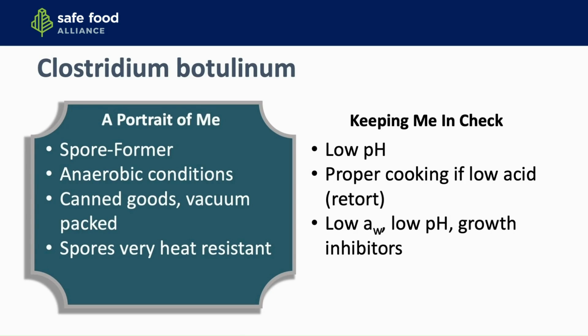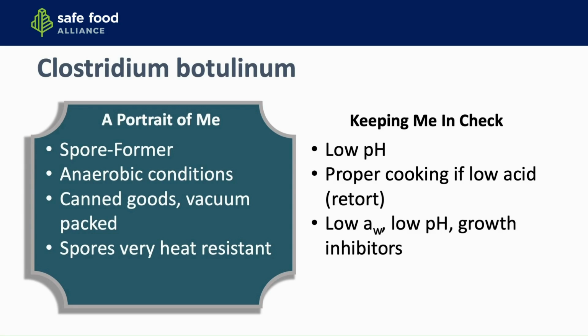Clostridium botulinum, or C. bot as it is commonly referred to by microbiologists, is a spore former. It is very resistant to heat processes. It likes anaerobic conditions. In other words, it grows without oxygen. It prefers environments where there is no oxygen. So in canned goods or vacuum-packed products where we've basically removed most of the oxygen, this is the ideal environment for those spores to germinate, grow, and produce the toxin.